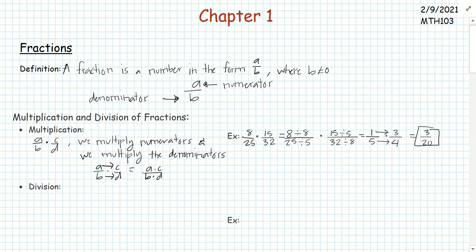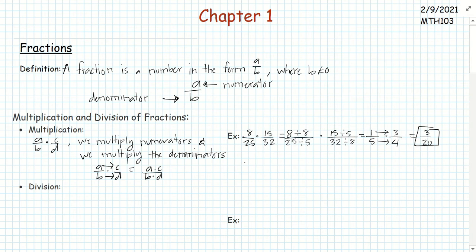And there it is. Now 3 is a prime number. That means it cannot be broken apart anymore, cannot be reduced. 20 is even, but 3 is a prime, so that's the answer. That's the final answer. That's the first example. Let's go ahead and try another one.